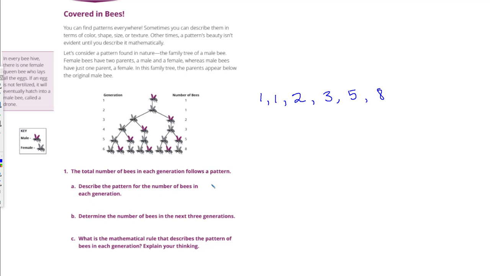And so, by the way, this is the answer to number A. If we were to keep this pattern going, we want to figure out what the next 3 are. But we first have to figure out the pattern. So these 2 add up to create the 2. These 2 add to create 3. These 2 add to create 5. These 2 add to create the 8.